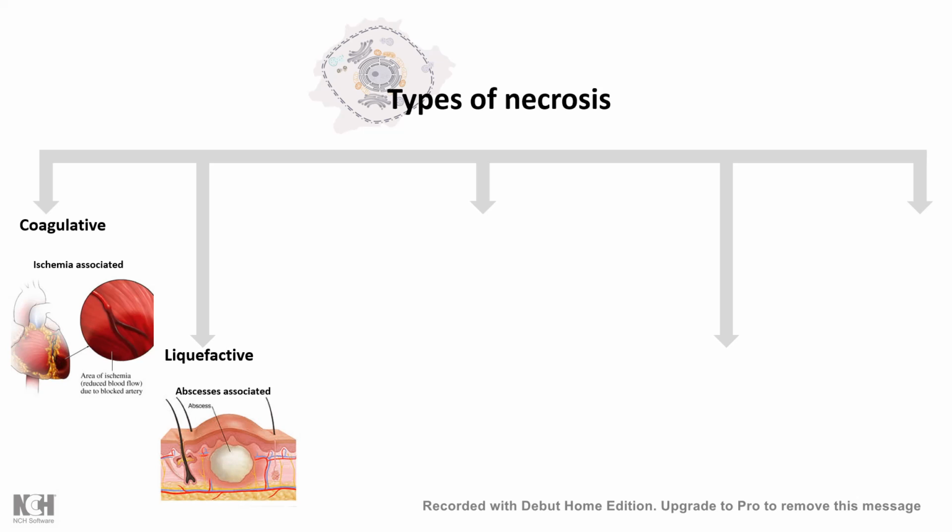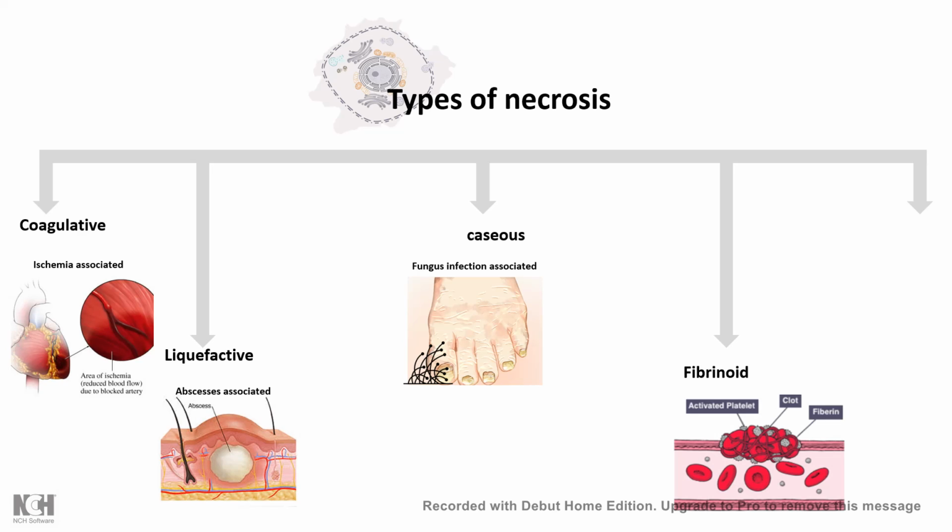Other than that, there is liquefactive necrosis. It always takes place when there is an abscess. There is also fungal infection mediated necrosis, and there is the fibrinoid type of necrosis where there is a blood clot related pathology which leads to death in the small blood vessel cells. That pathology is known as fibrinoid necrosis. And last but not the least, there is gangrenous necrosis. It normally happens in the lower limbs, and you can see how bad it is, and in some cases the lower limb has to be amputated.